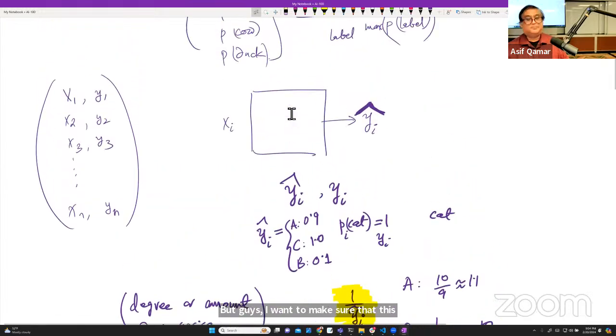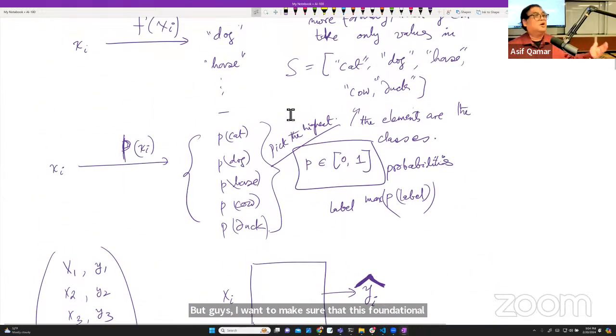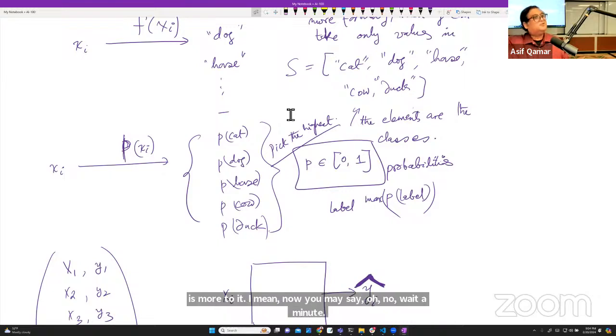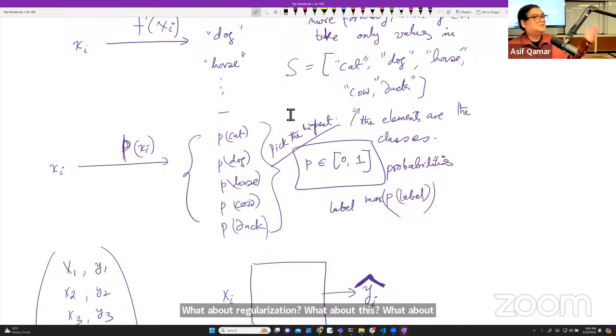Do we know what's the purpose of loss? It's just how wrong you are in a very intuitive sense. There is more to it. Now you may say, oh, no, wait a minute, what about regularization? What about this? What about that? Well, let's keep it for another day. In simple terms, loss is how wrong you are.